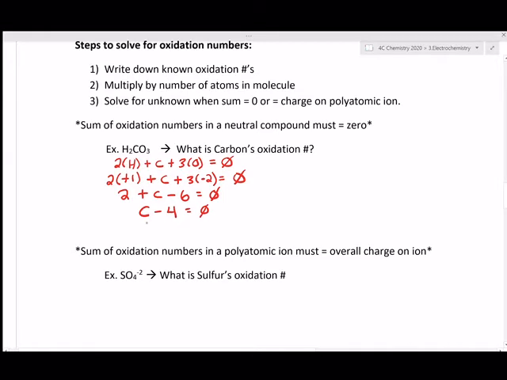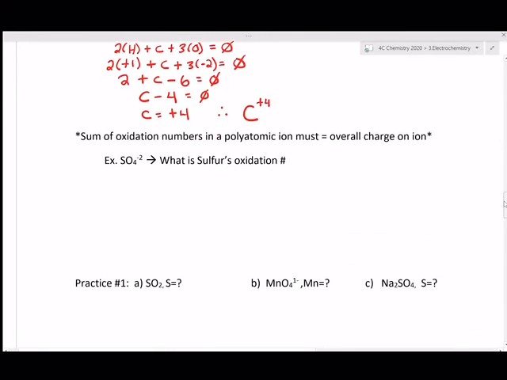So then if we want to get carbon all by itself, we're going to add 4 to both sides. So carbon is +4. So then you would write it like that. So that is the oxidation number of carbon. So that is how you solve it when you have a neutral molecule. But sometimes you have these polyatomic ions, and in this case the sum has to add up to that overall charge. So we're going to set it up the same way.